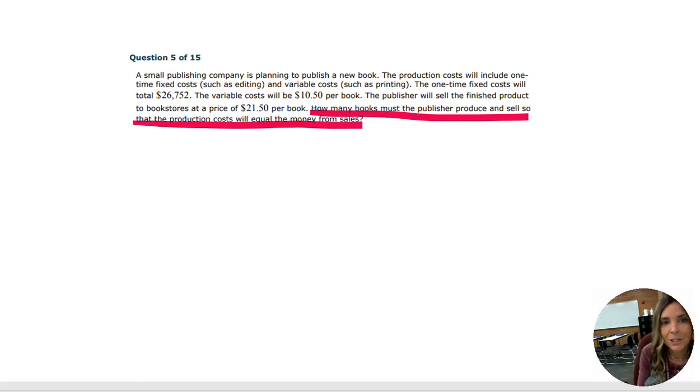So let's go back to our question and read about what we know about production costs. So to make the book, it's going to cost a one-time fixed cost of $26,752.